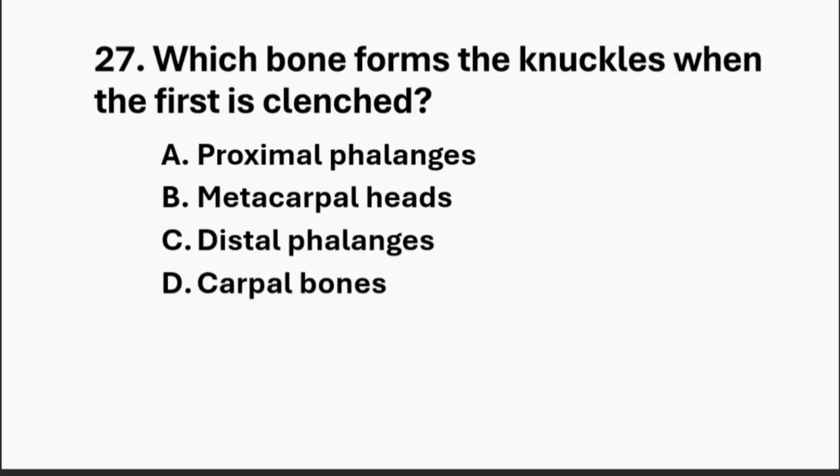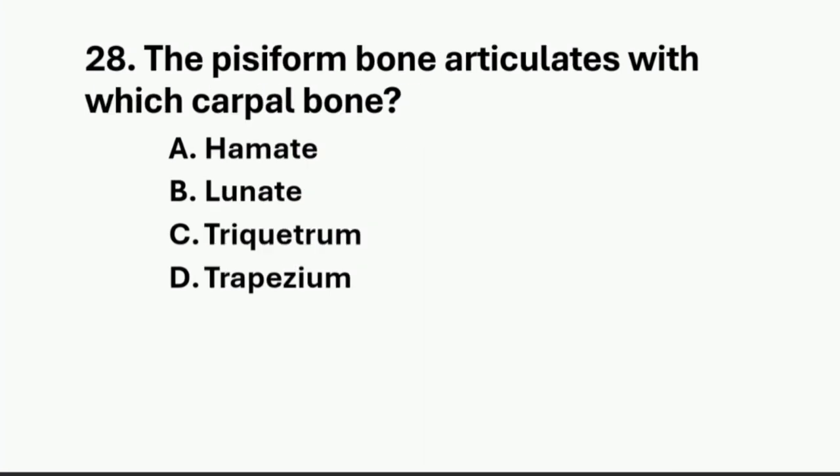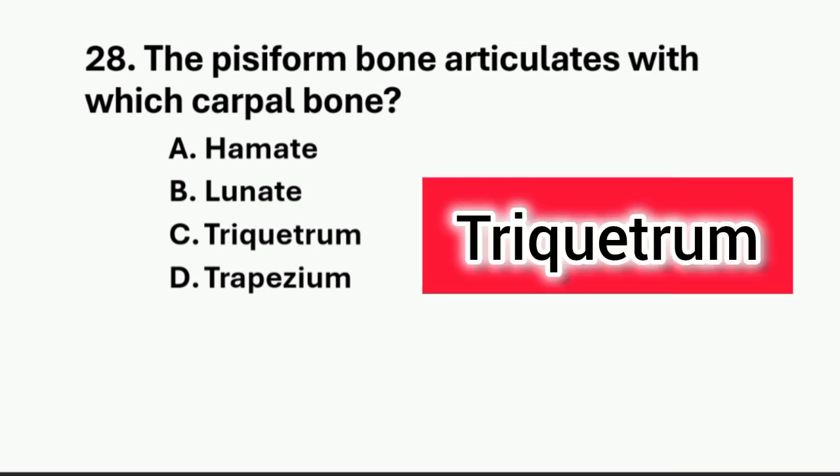Which bone forms the knuckles when the fist is clenched? Correct answer is option number B, metacarpal head. The pisiform bone articulates with which carpal bone? Correct answer is triquetrum.